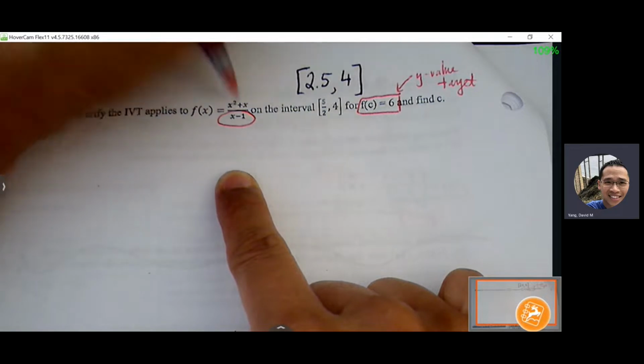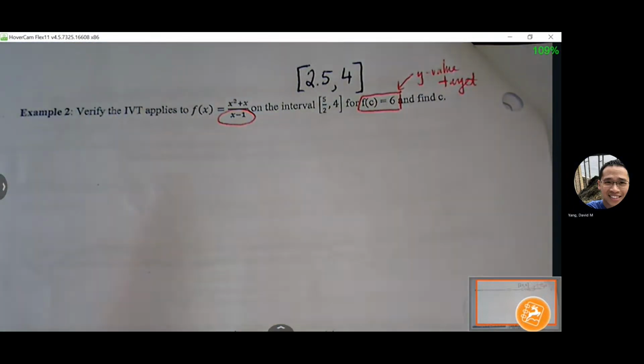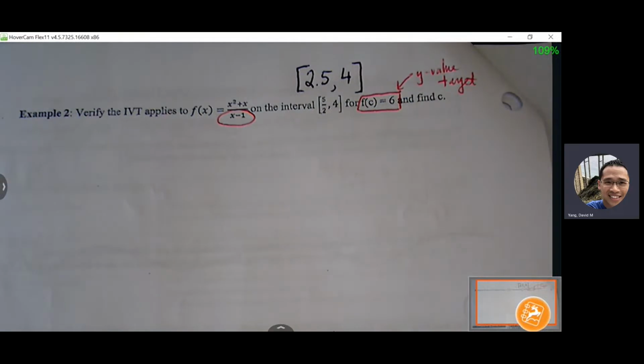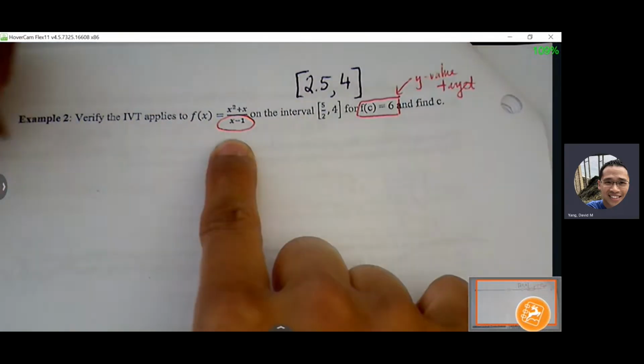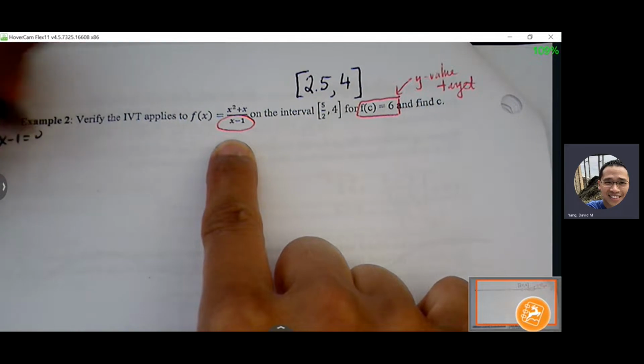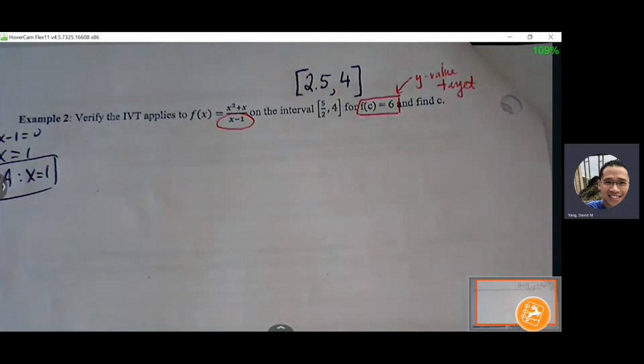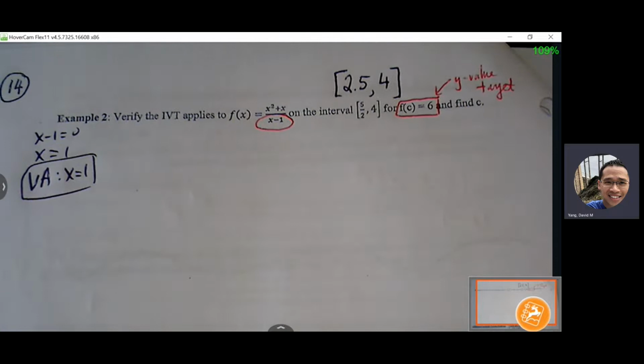So what do you notice? This is a vertical asymptote because there is no x minus 1 to pair up and cancel in the numerator. So if I set x minus 1 equal to 0, I get x equals 1. There's a vertical asymptote at x equals 1. So we know there's a break. Now, just because there's a break in the graph, does that mean that we're going to fail the continuity condition? Okay. Why?